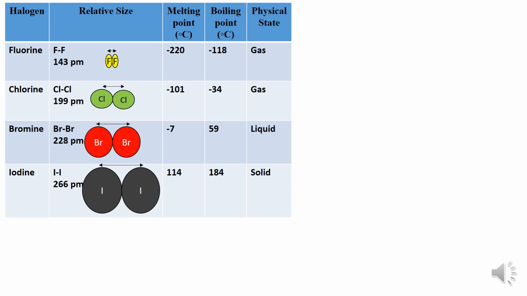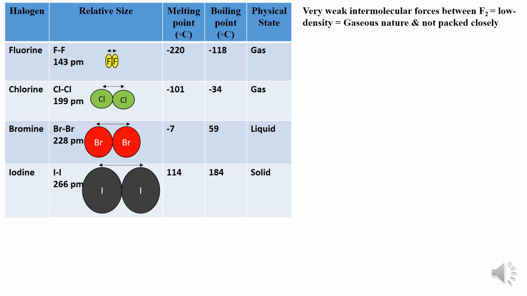So with the increase in the size of the halogen atoms, the internuclear distance also increases. As an outcome, there is an increase in the melting point and boiling point, and ultimately you can see the transformation in the physical changes. The physical state of the halogens changes with the increase in size of the halogen atoms.